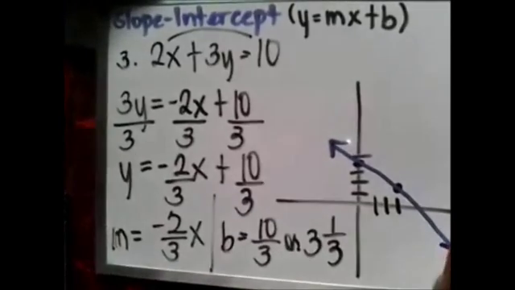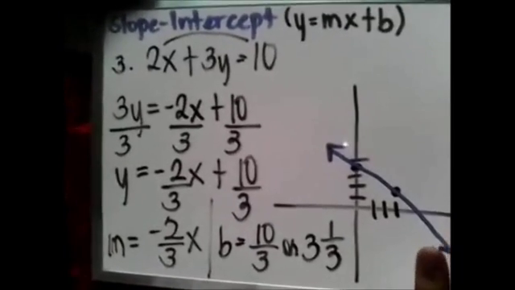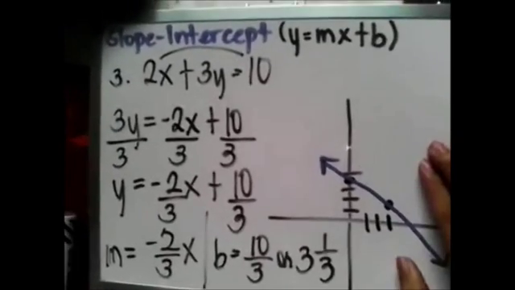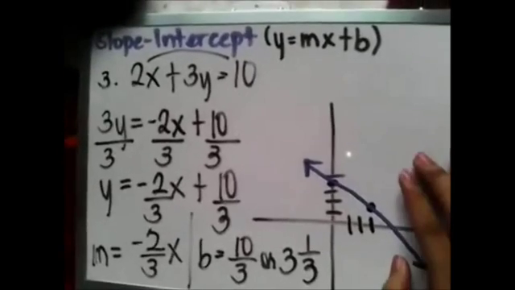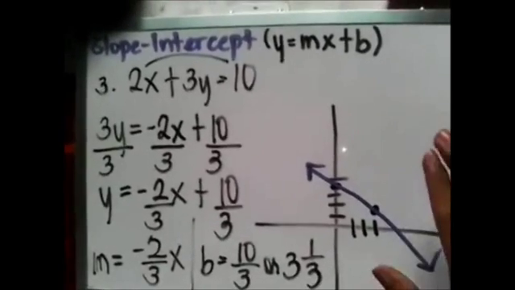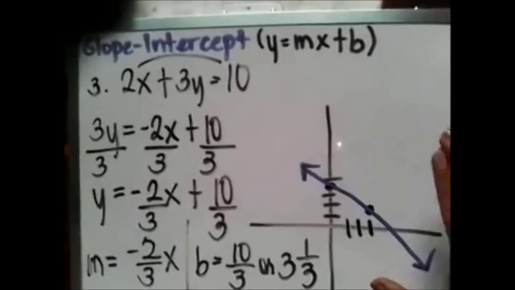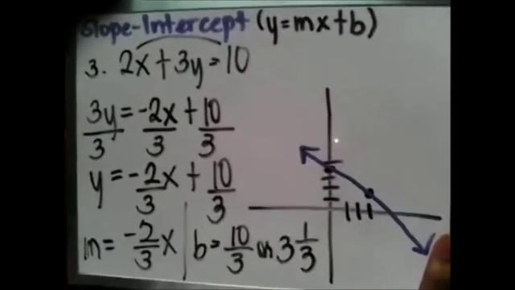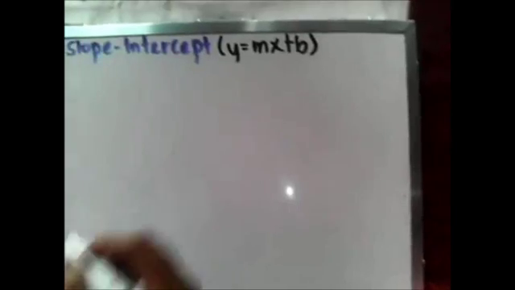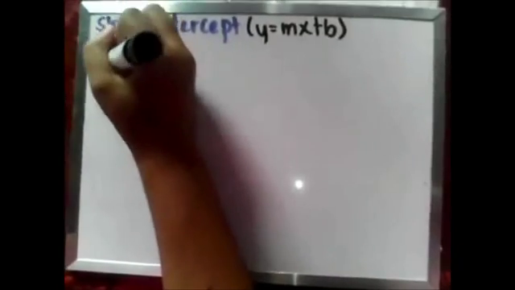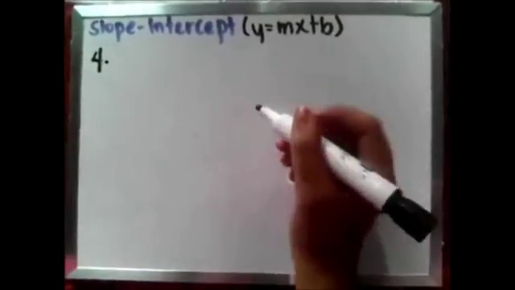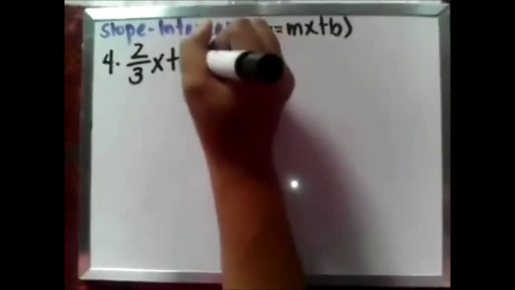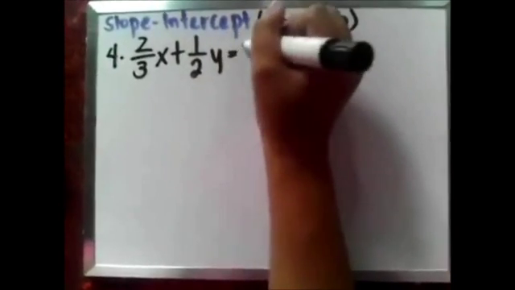So, if you can observe, the graph is like this because our slope is negative. So remember, in the kinds of slope, negative slope will look like this one. So this will be our graph for 2x plus 3y is equals to 10. Now let's have fractions in the equation. So our fourth example would be 2 over 3x plus 1 over 2y is equals to 2.